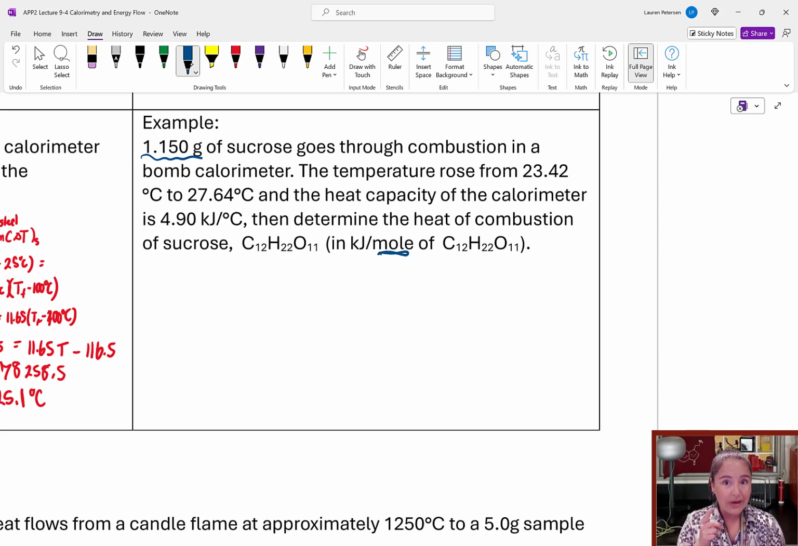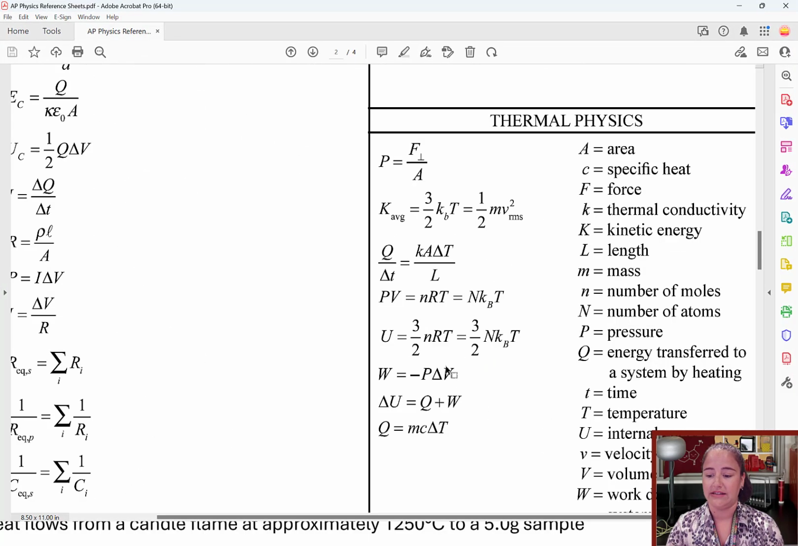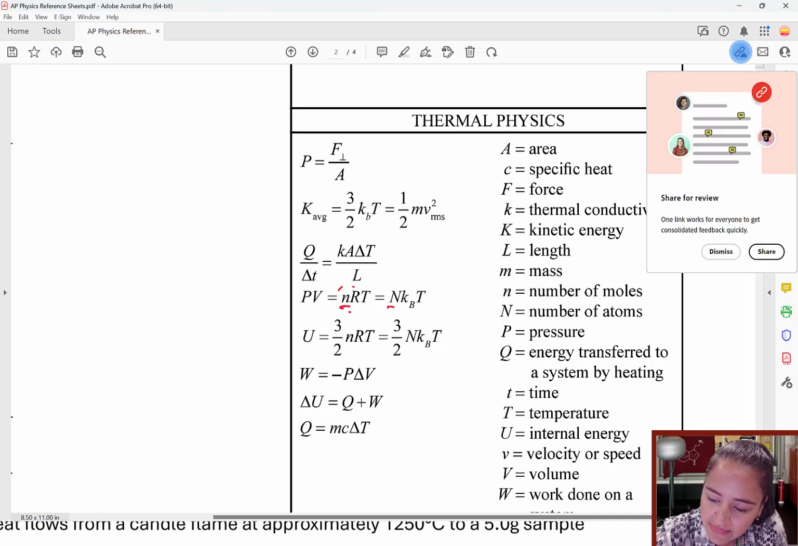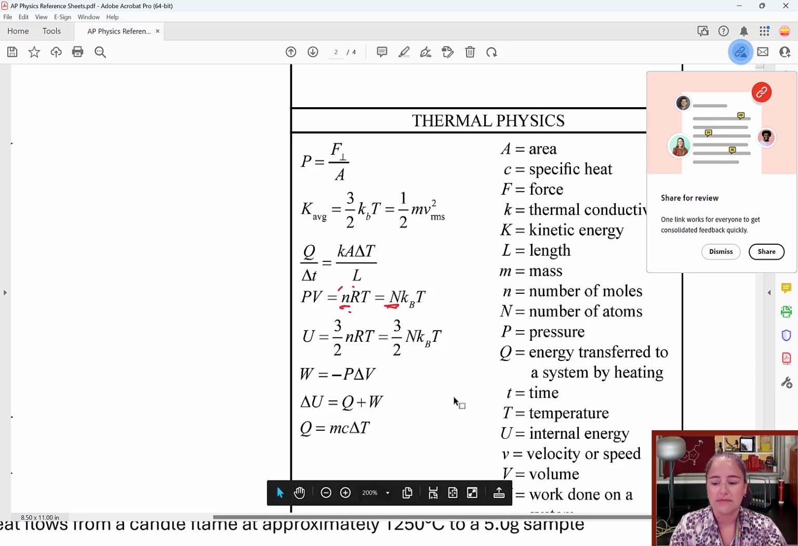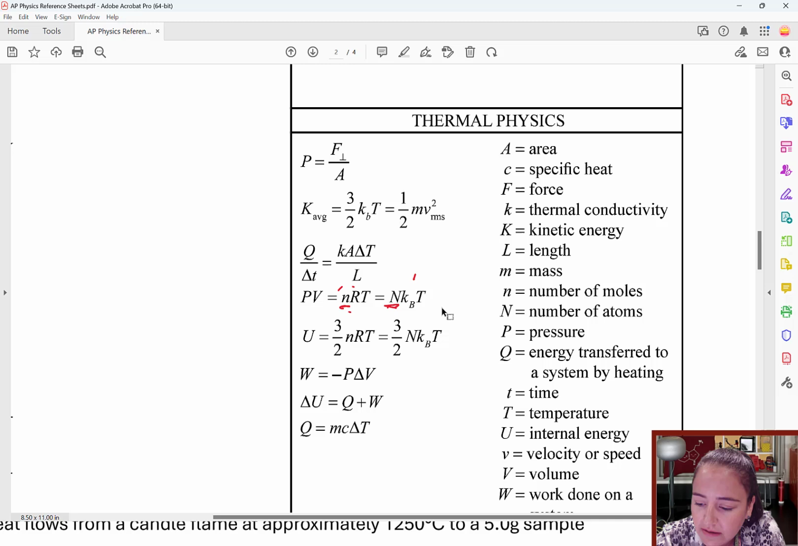Now, we've used a mole back when we were looking at the ideal gas law. If you guys remember, n is the number of moles, and N is the number of atoms. We've also talked about how we can relate them through Avogadro's number, N_A, which is that 6.02 times 10 to the 23rd number. That is relating the number of moles to the number of particles.